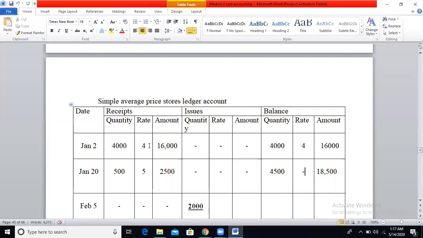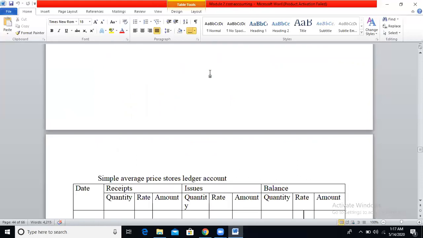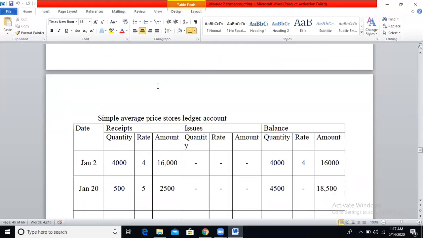So let's see the problem. January 2nd, we are purchasing 4,000 units at the rate of 4 per unit. So purchases will be here also considered as receipts. The date will be January 2nd. We are purchasing 4,000 units at the rate of 4. So if you multiply 4,000 into 4, the total value you will get 16,000. The same thing will be there in the balance column, that is 4,000 units at the rate of 4. So 4,000 into 4, you will get total value as 16,000.